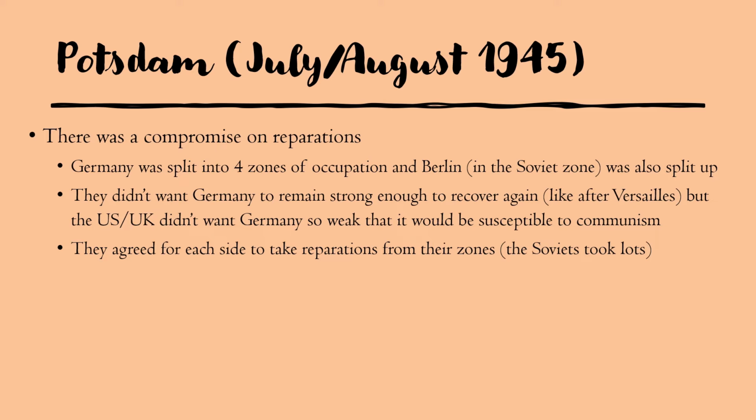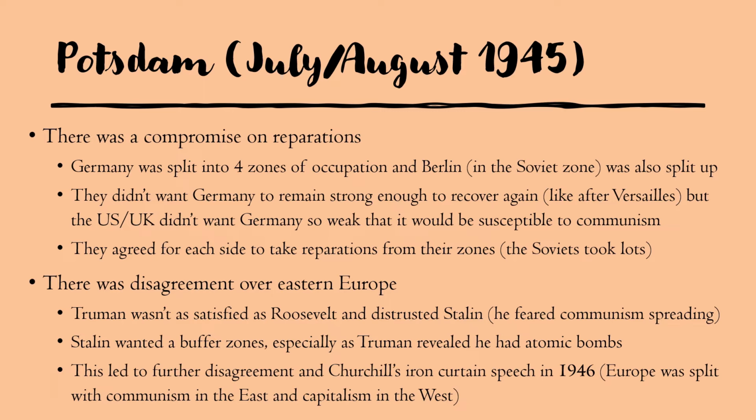And the two sides differed on their opinion of what should happen to Germany. So the US and the UK didn't want Germany to be too weak. They wanted to punish Germany, but they didn't want her to be too weak so that she might be susceptible to communism, because obviously they didn't want communism to spread. But Stalin absolutely hated the enemy, and he wanted to crush Germany so that they could never rise again and declare war, and so wanted to take a lot of money from them. Reparations, obviously, is the money paid after the war, and so they came to a compromise on it. They couldn't agree on a set amount, and so they said that each side could take however much reparations they wanted from their own zone. So the Soviets took a lot compared to the US and the UK and France. A second effect was that there was disagreement over Eastern Europe.